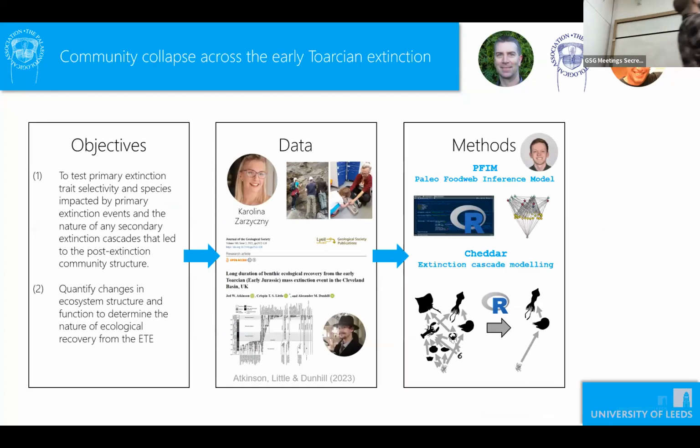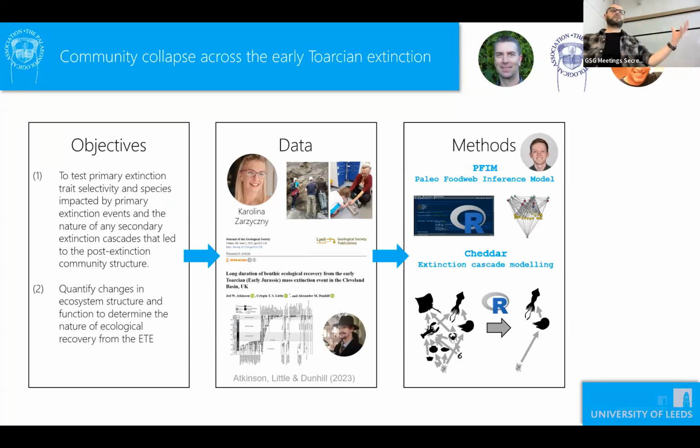So our objectives were to test primary extinction trait selectivity. So remember, primary extinctions are the things that go extinct because of environmental change. So if we can think about what sort of traits would make organisms vulnerable to extinction, particularly in an environment like this, where we know that the main extinction stressor was most likely a lack of oxygen, we can model that then in a computational sense.